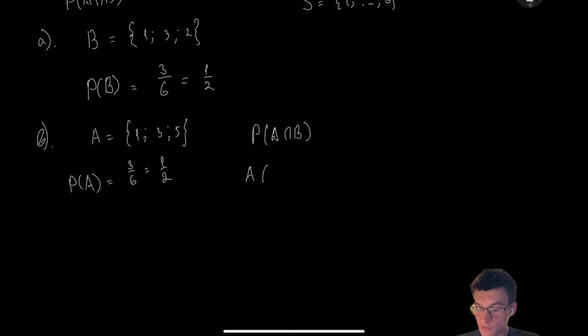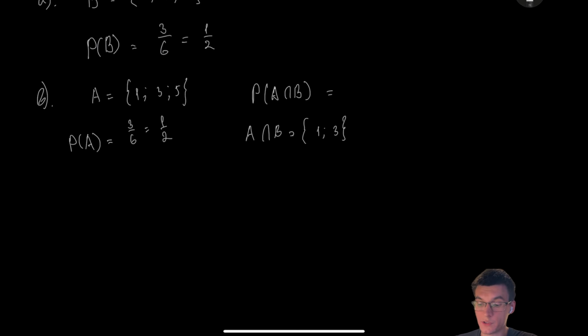The intersection of the two sets equals 1 and 3. They are the two numbers which are at the same time less than 4 and odd. These numbers satisfy both conditions. So it is clear that the probability of A intersection B equals 2 over 6, which equals 1 over 3. Now let's find the probability of B given A, which equals 1 over 3 divided by P(A), which is 1 over 2, and that gives us 2 over 3.